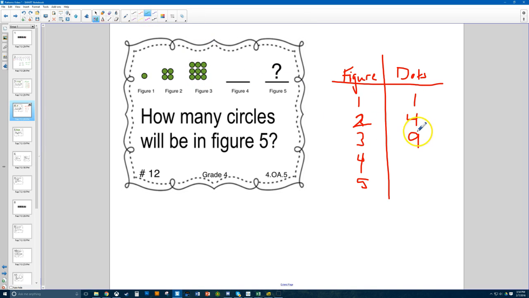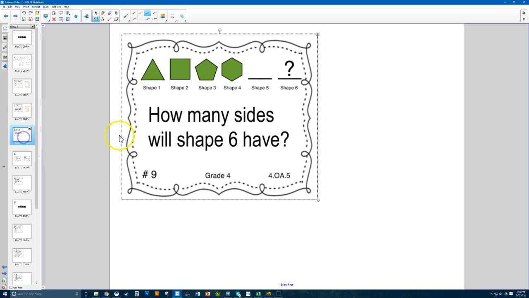So one of the first things I noticed here is that it could be a multiplication type of pattern. For example, 1 times 1 is 1, 2 times 2 is 4, 3 times 3 is 9. So in this case, this would be 4 times 4 is equal to 16, and 5 times 5 is equal to 25. So in the 5th figure, it doesn't even have you draw it, it just wants to know that there would be 25 dots.